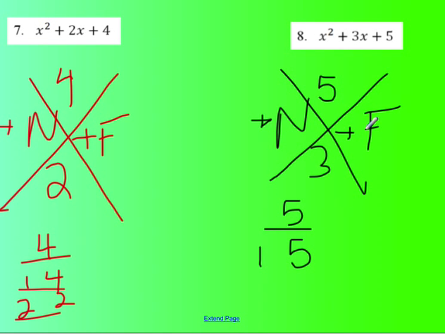Well, now that we've learned about not factorable, it doesn't mean you can just give up and assume it's not factorable. You still need to check every single one of those factors to make sure you know that it's not factorable.